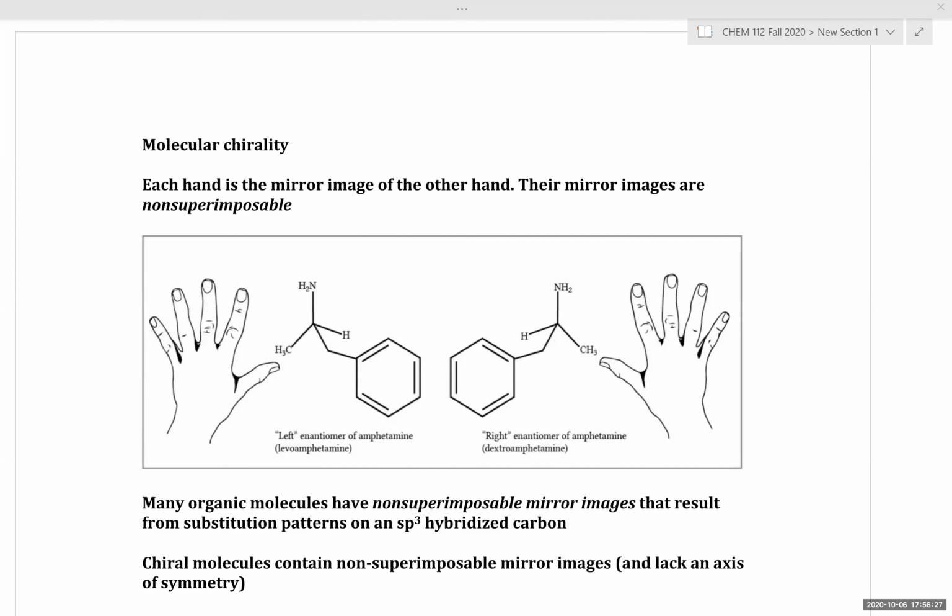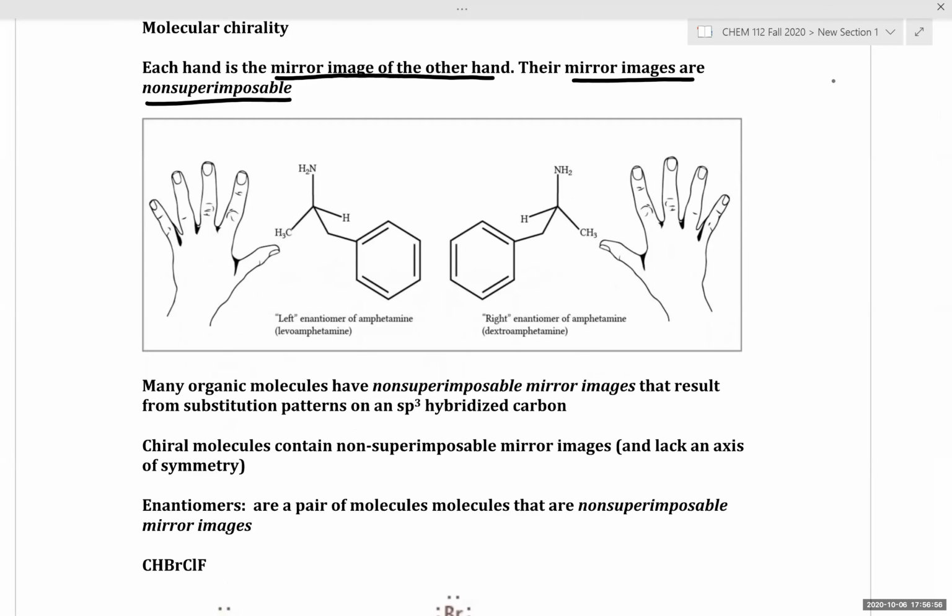So let's talk a little bit about chirality and the principles that underlie this idea of chirality. If you look at your hands for a moment, you notice that each hand is the mirror image of the other hand. These mirror images are non-superimposable. Many organic molecules have non-superimposable mirror images that result from substitution patterns on an sp3 hybridized carbon.